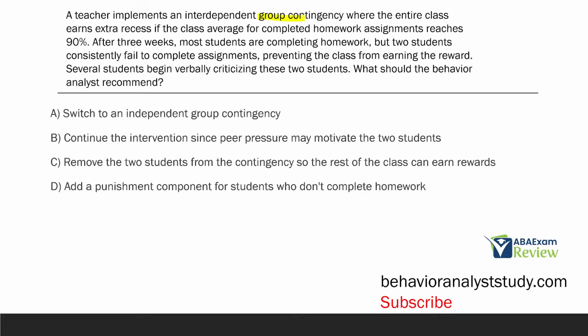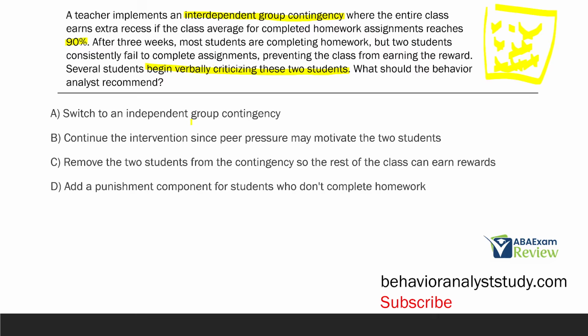So group contingencies are very strong, and an interdependent one says that everybody in the group must complete this contingency so the whole group will earn the reward. In this case, the entire average must be 90%. The problem with the interdependent group contingency is that a few quote-unquote bad apples spoil the bunch, as the saying goes. And in this case, 2 of these students are ruining it for everyone else. And now it's causing social issues, which is a known problem with some group contingencies. Now, as the behavior analyst, what would you recommend given the information we have available?